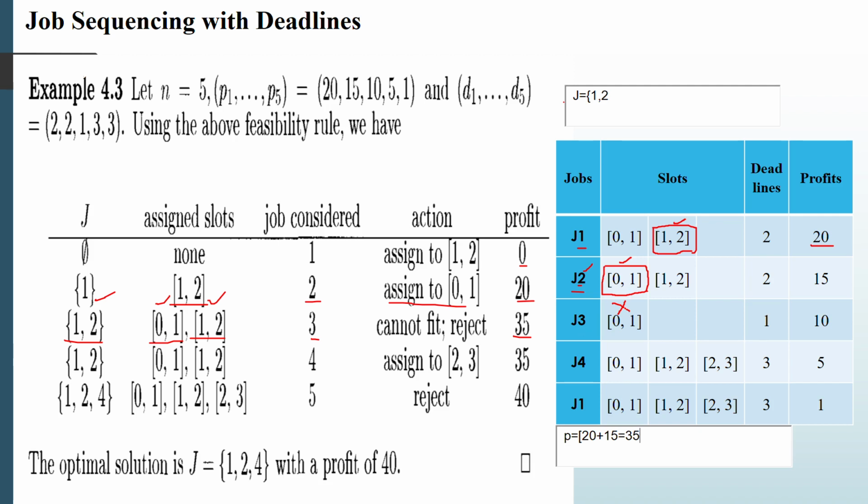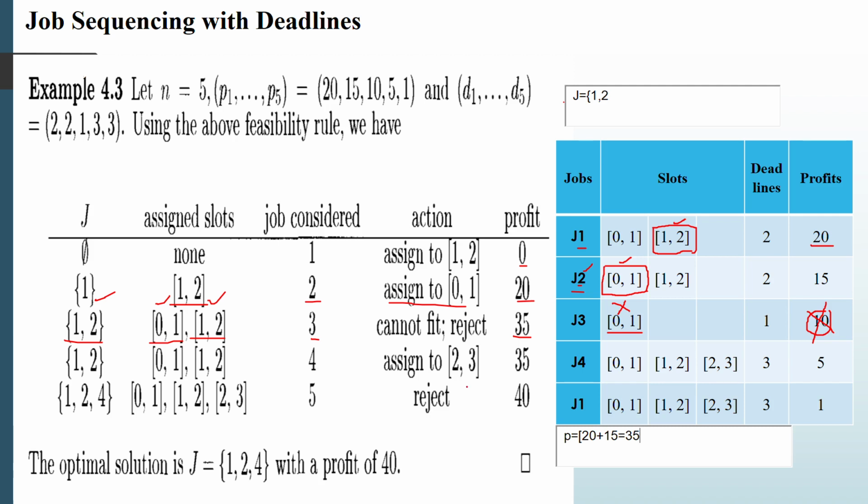So for job 3, because this slot is already used by job 2, that slot is not available now. This is the only option there is, so that slot is not available. That's why you are not considering this job now. Okay, if you are not considering it to complete, then that profit is not coming here. So that's why it is 35 here. So what jobs are there? Only 2 jobs, because you can't include job 3, it is rejected. So slots also, only 2 slots are assigned, 0 1 and 1 2. So these are the 2 slots here.